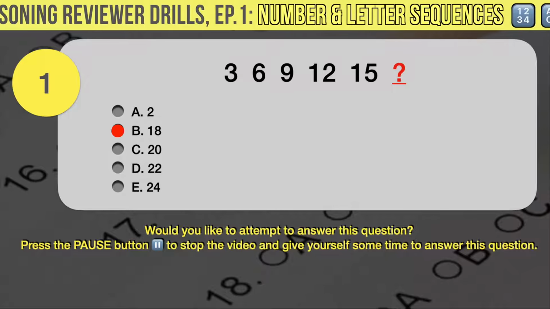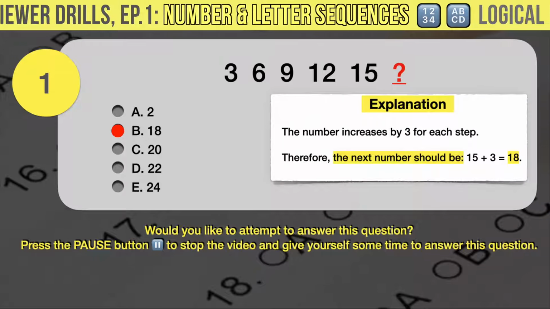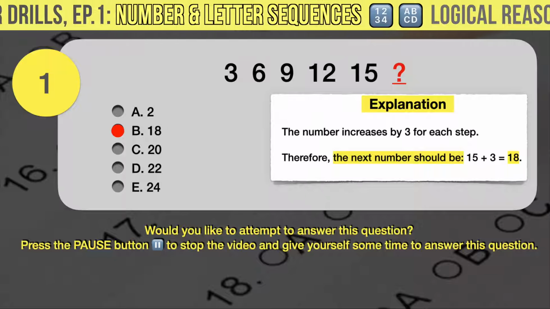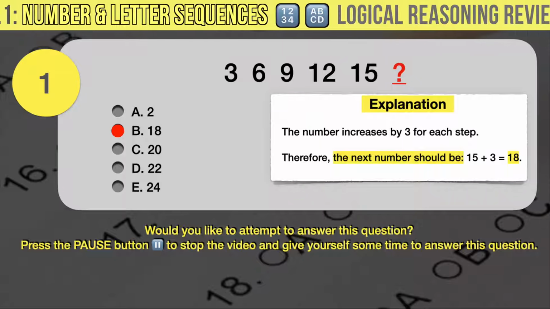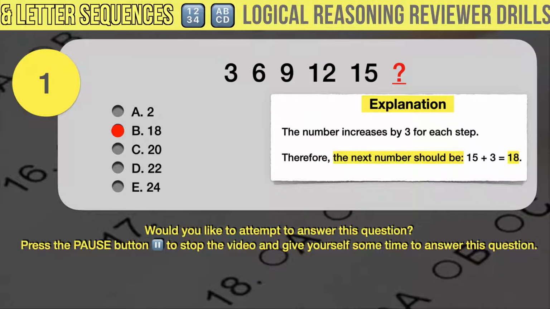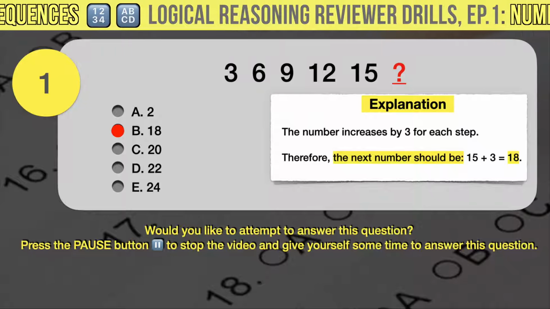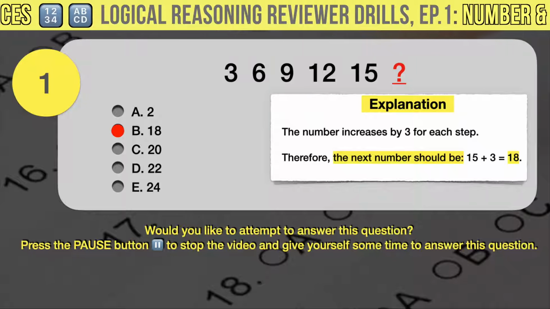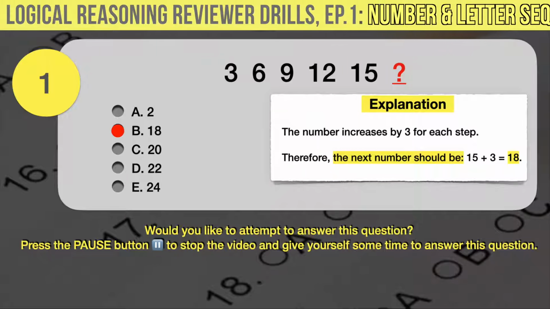This is a very simple number sequence wherein the number increases by 3 for each step, so the next number should be 15 plus 3 equals 18. By the way, in mathematics this number sequence is also known as an arithmetic progression. Since our first number sequence is such a no-brainer, let's take this opportunity for you to learn more about arithmetic progressions instead. If you are already familiar, or perhaps even proficient, with arithmetic progressions, then feel free to skip to the next drill question.